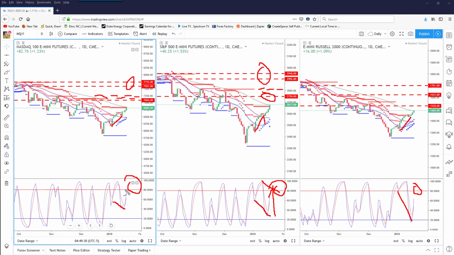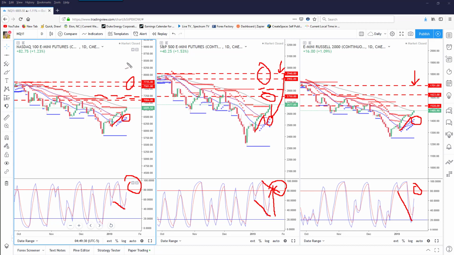Now, if we get that pullback, you do need to watch these ATRs on the dailies, because that's the only areas that may potentially provide support. And you can see that it coincides with the slow moving averages here. Okay, so what we may have is that price retraces back to the ATR and then comes back and tests. This is the monthly ATR right here on each one of these.